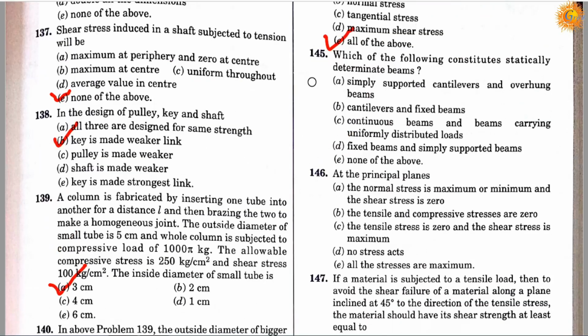Question number 145. Which of the following constitutes statically determinate beams? Option A, simply supported, cantilevers and overhang beams. Option B, cantilevers and fixed beams. Option C, continuous beams and beams carrying uniformly distributed loads. Option D is fixed beams and simply supported beams. Option E is none of the above. Correct answer is A. It will be simply supported, cantilevers and overhang beams.